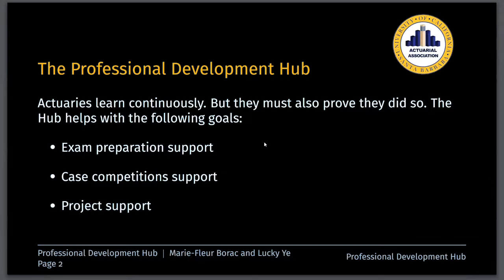As an actuary, you learn continuously, but you also have to prove that you did so. You have to prove that you have made progress, that you are advancing your career. And so the hub has a three-pronged approach to helping with this. We promote the following three goals: exam preparation support, case competition support, and project support. And I'm going to delve into each of these.